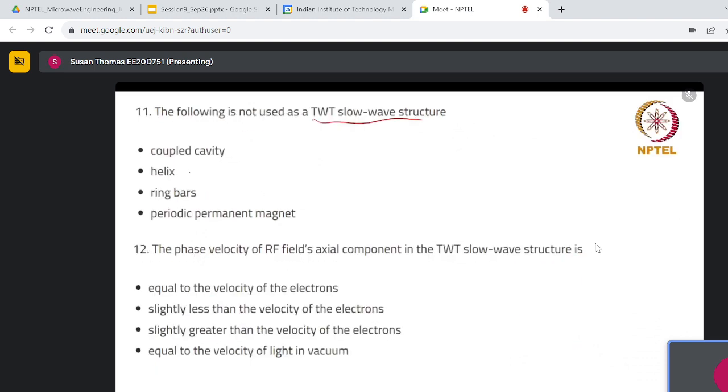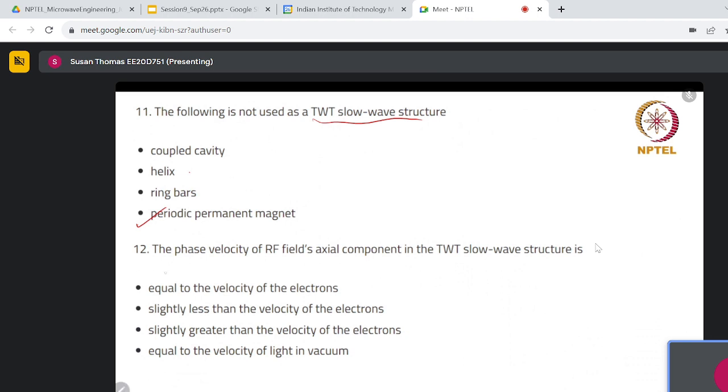So if you look at this periodic permanent magnet, that alone cannot make it a slow wave structure. For a structure to be slow wave, somehow it has to slow down the RF field's axial velocity. Only those kinds of structures can be called a slow wave structure.